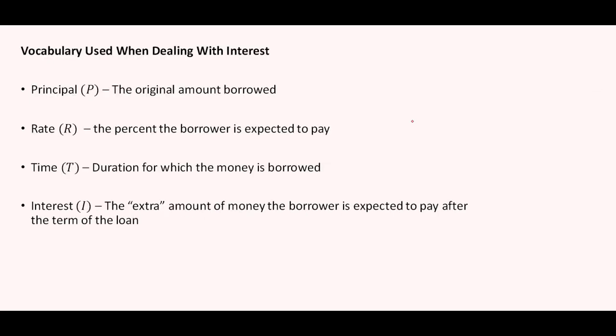Now let's take a look at the terms that are used when we're dealing with interest or simple interest. P is the principal, which is the amount that was borrowed. Rate, which is noted by R, is the percent the borrower is expected to pay. So that's where the cost is tied to the rate. And time is the period for which the money is borrowed, or we can say the duration. And then our interest is the extra amount of money the borrower is expected to pay after the term of the loan. So this interest I is actually the cost of borrowing the money based on the terms given.